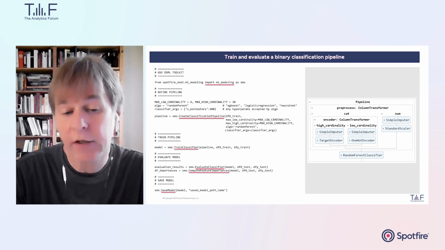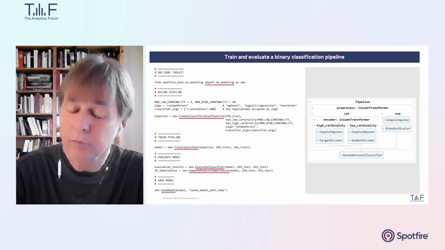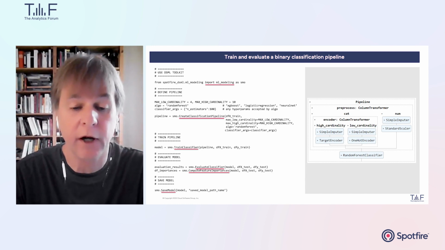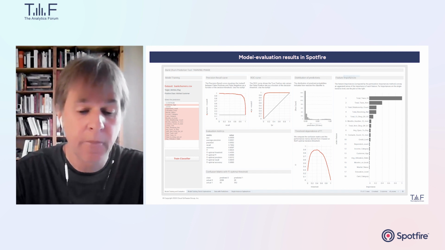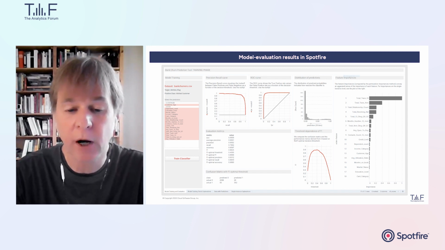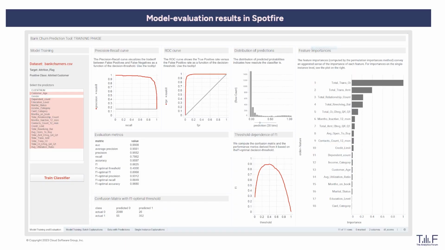When this code is inside a Spotfire Python data function, the results can easily be sent back to Spotfire to be visualized, as you see here. This is a pretty complete evaluation of a binary classifier. You see the ROC curve, a precision recall curve. We compute the F1 optimal decision threshold, confusion matrix, and the usual performance metrics derived from the confusion matrix: accuracy, precision, recall, F1 score. The histogram of predicted probability tells you something about the resoluteness of the classifier.